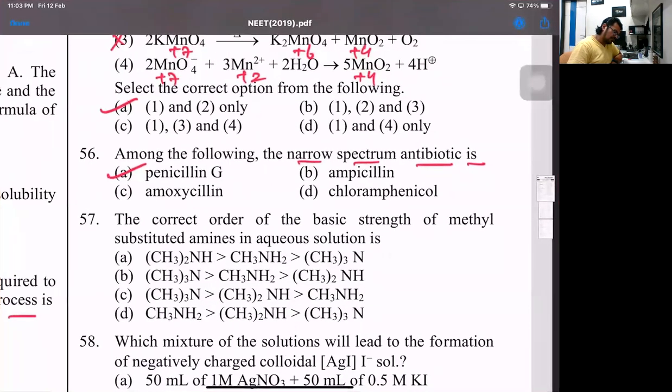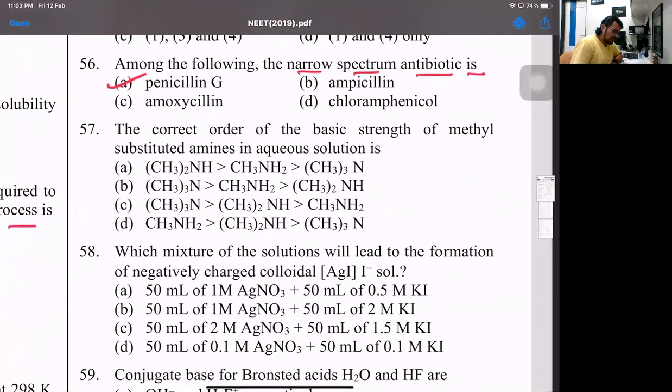Then 57th one, the correct order of the basic strength of methyl substituted amine in aqueous medium. This is an exception, if you remember, okay? What is that exception? In the aqueous medium, if you observe, this answer will be A, because with respect to the methyl group, I'm just writing here, with respect to methyl group, the order is 2 degree greater than 1 degree greater than 3 degree.